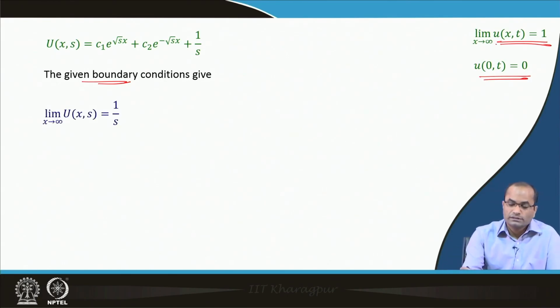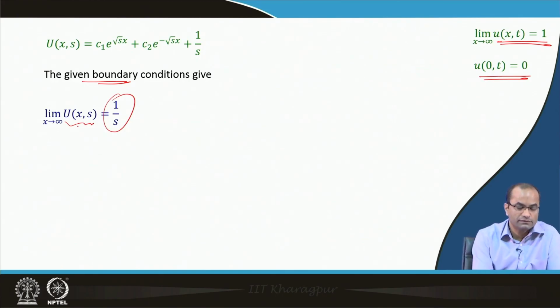So, the first condition says that as x goes to 0, when we take the Laplace transform, the right hand side is 1, and the Laplace transform of 1 is 1 over s. So, that condition is given, which we can apply in our equation. If we take x going to 0, it is clear that we have this 1 over s.